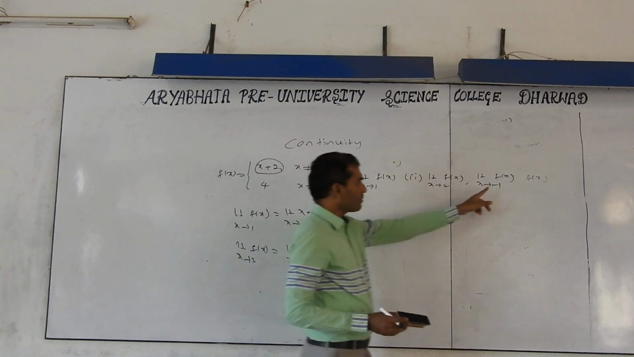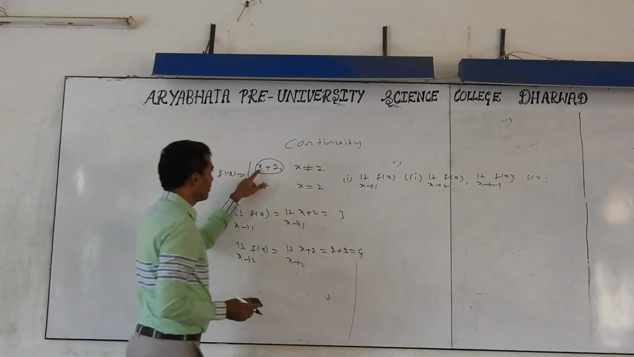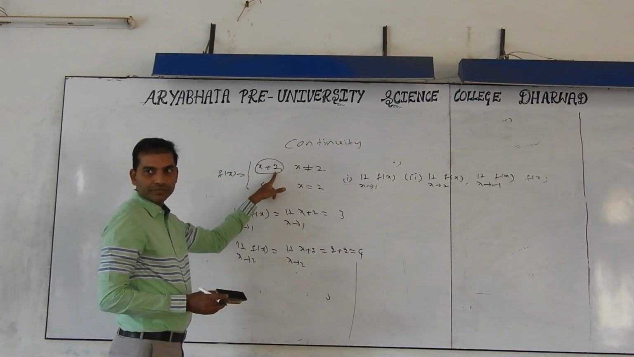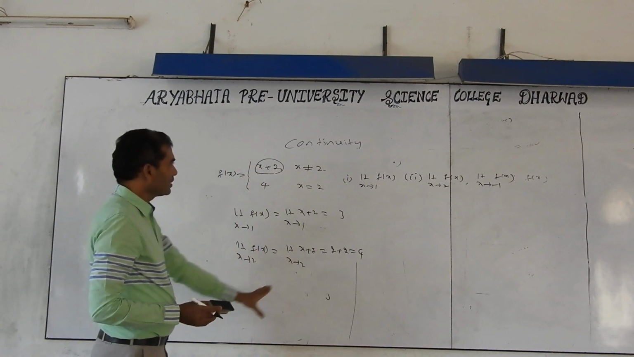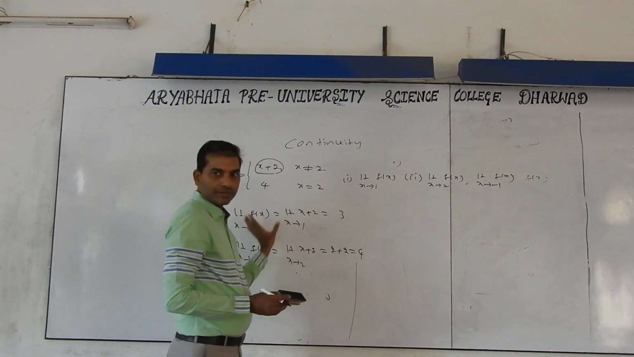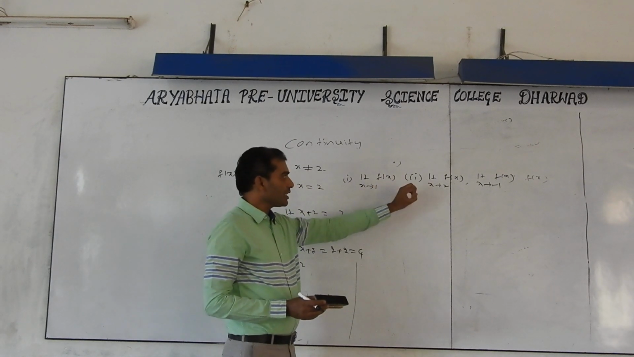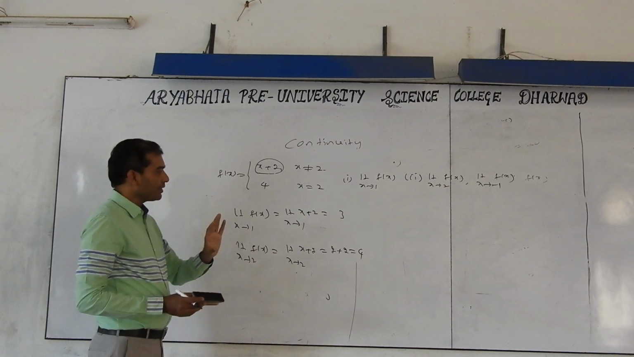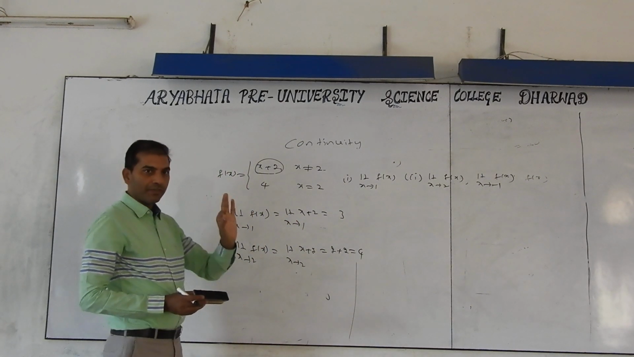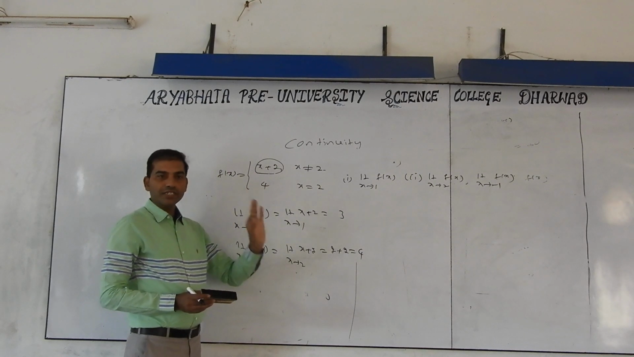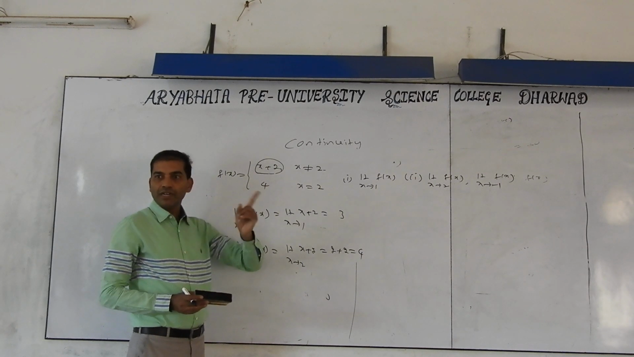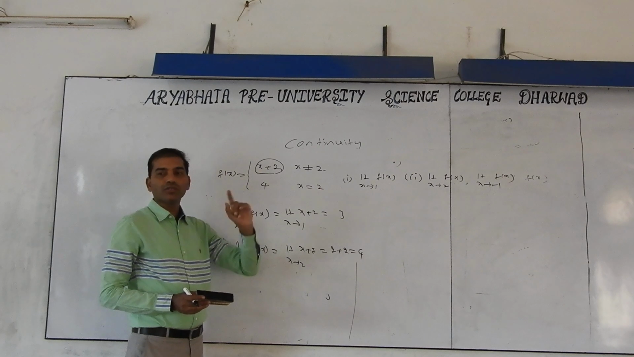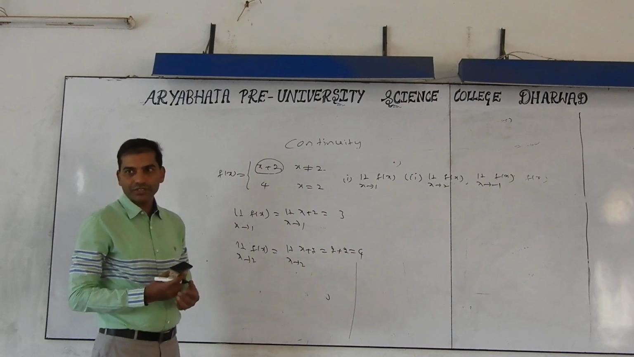Next, limit value at minus 1. Put x equal to minus 1 here. Minus 1 plus 2, 1. In this case, there is no change at any point. So it's not changing, which means no need to find left limit and right limit. Keep in mind, when finding a limit, if the function is changing at that point, then you should find left limit and right limit. If it's not changing, no need to find left limit and right limit. Okay.